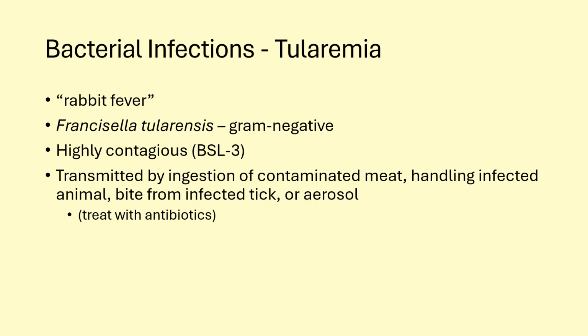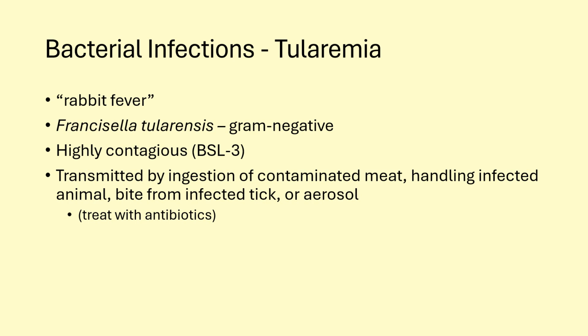Tularemia is commonly referred to as rabbit fever. It is caused by Francisella tularensis. It's a gram-negative bacterium. This is a highly contagious bacterium. It is classified as a BSL-3, which means you have to work with it in a BSL-3 lab. Obviously, we are not working with it in our lab because our lab on campus is not a BSL-3 certified lab. You need to work with it in a laminar flow hood that's flowing the airflow away from the lab worker.